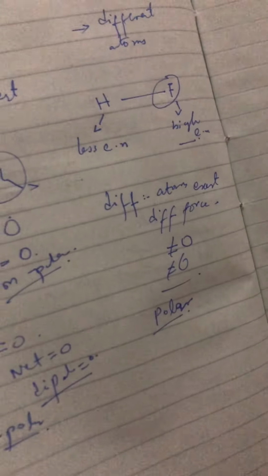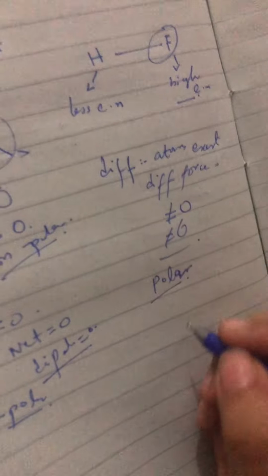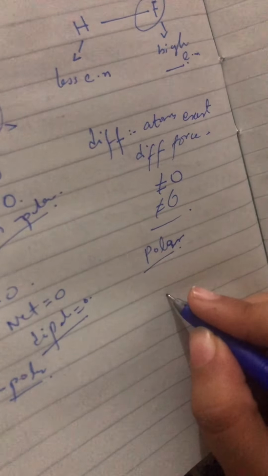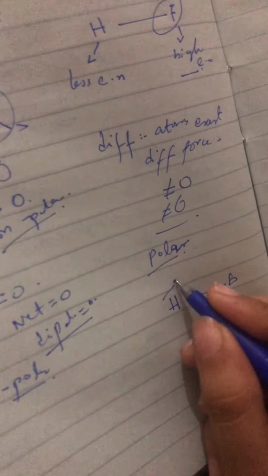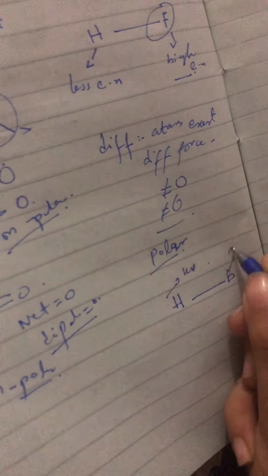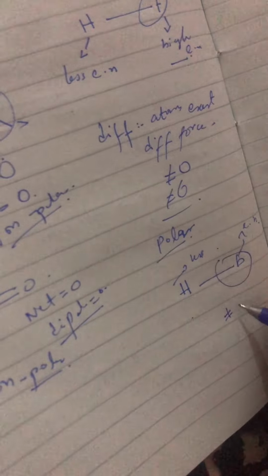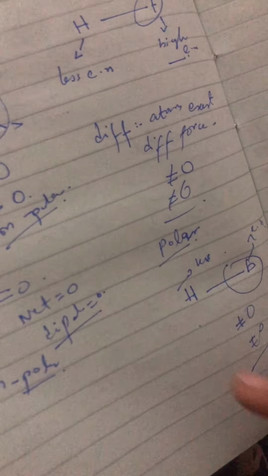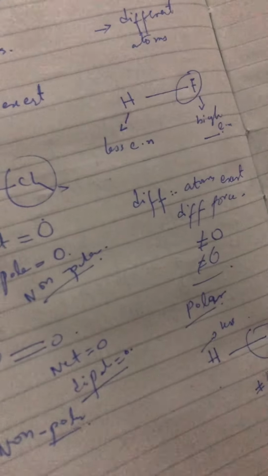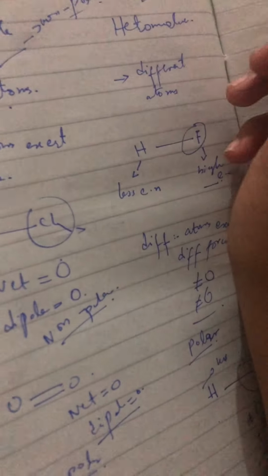If the net force and net dipole are not equal to 0, that is called a polar molecule. Another example is hydrogen bromide. Hydrogen is less electronegative and bromine is highly electronegative, so the electrons will be more towards bromine. The net force will not equal 0 and the dipole will also not equal 0, so this is also a polar molecule. We can see that all heteromolecules are polar in nature.